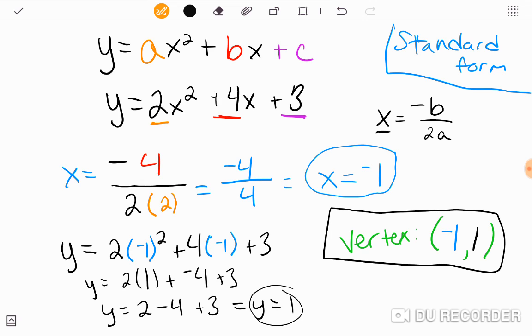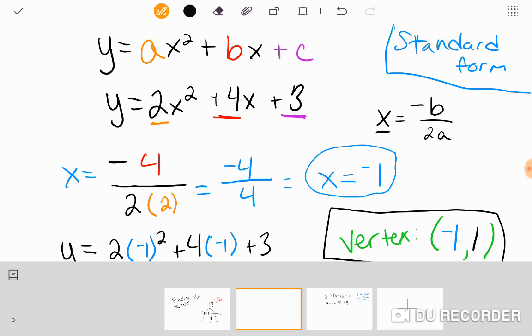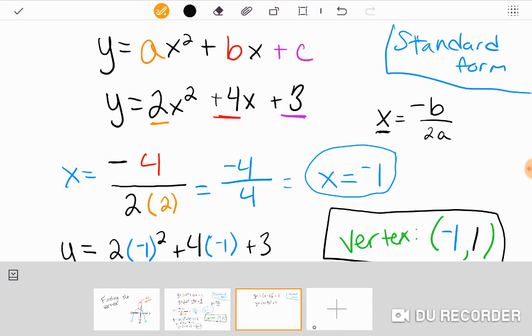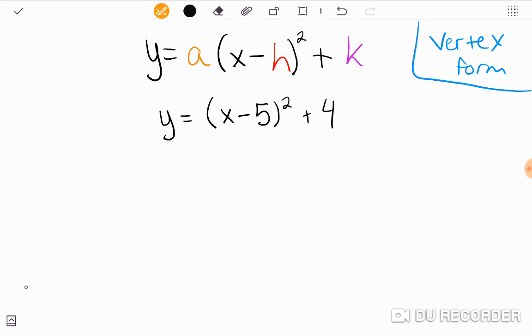Now it seems a little bit long, difficult. As long as you stay organized, it's not that bad. Vertex form is so much easier. Watch how fast this is. We have vertex form. This is the actual vertex form, like the formula for it. So we have y equals a times x minus h squared plus k.